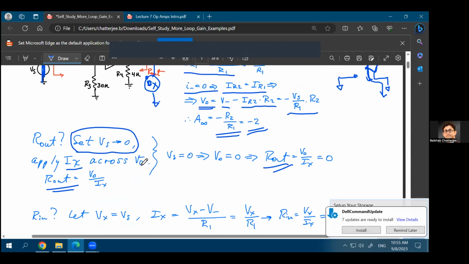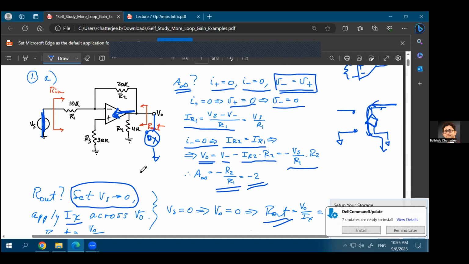Okay. So that's how you find out the output resistance. Question. Can you explain again why you shorted the dependent source? Right. So think about any voltage or current sources. This is from your Circuits 1 class. Right? What is a voltage source?